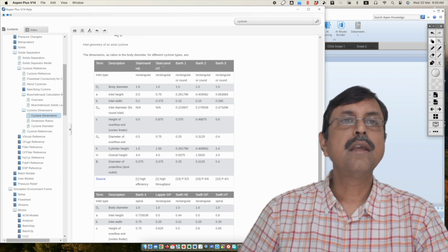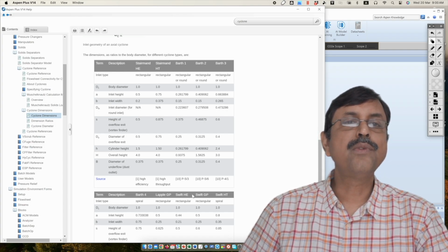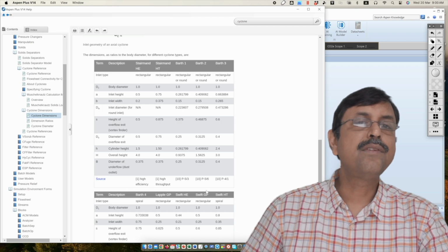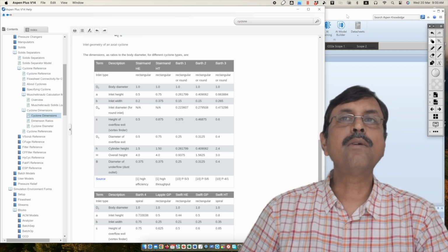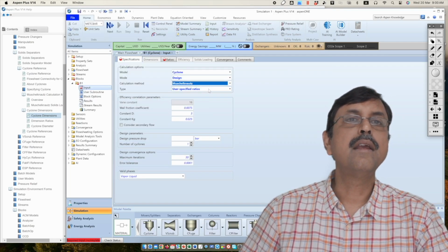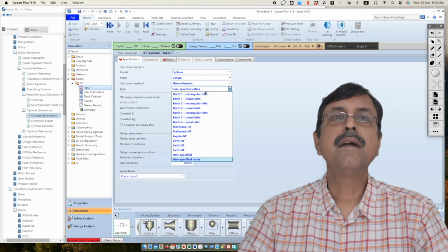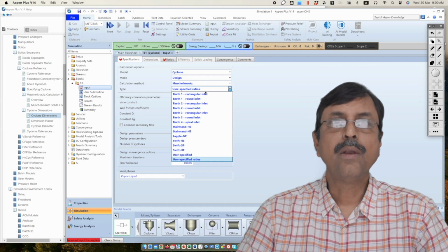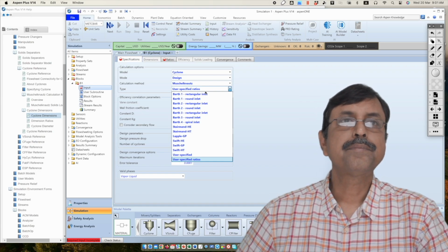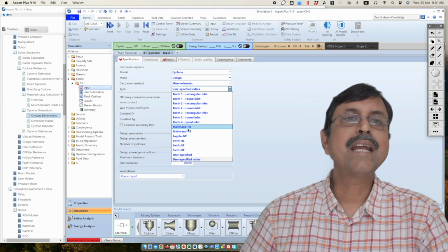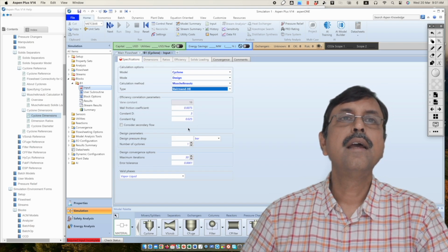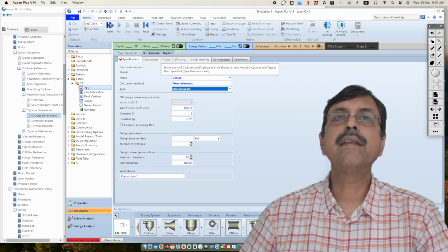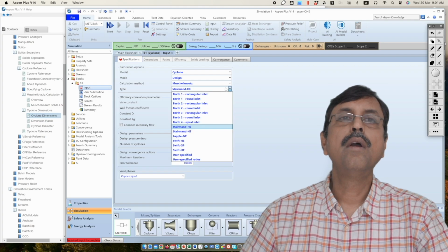Stairmand HE, Stairmand and Barth 1, Barth 2, Barth 3, Barth 4, Lapple GP, Swift HE, Swift GP, etc. Now all those types are given over here. You can see, all of them are here. Now these are all types of cyclone that you can use. For instance, if you choose Stairmand HE, you see dimensions and ratios are not open now.